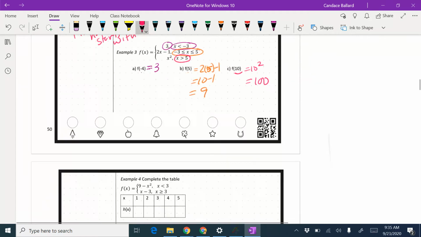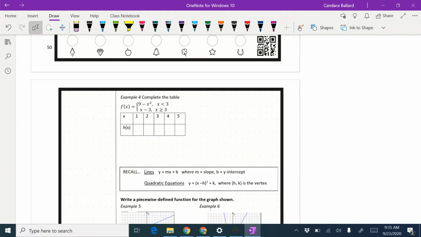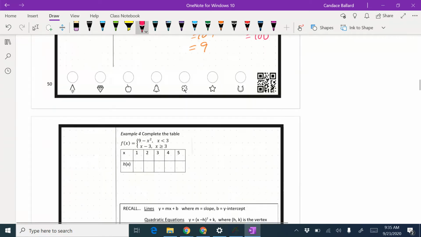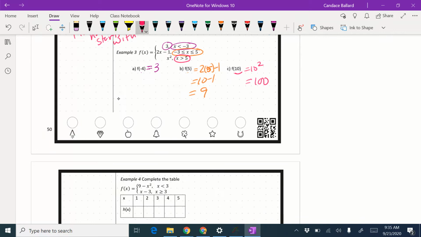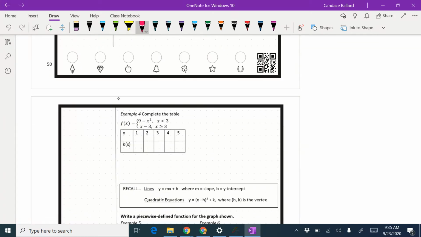Okay. The next one is just a different way of looking at the exact same thing. So what's happening here, my screen just flipped out. Instead of giving it to us as f of -4, f of 5, they just put the values in the table. So really what they're asking for in this part of the table is h of 1. In this one, they're asking for h of 2, and so on and so on.